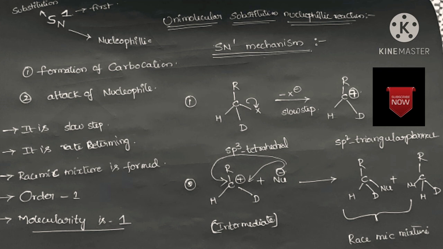When we pass plane polarized light through these products, the rotations cancel each other, so it is optically inactive. So a racemic mixture is formed in SN1 reaction. SN1 reaction is a two-step reaction, the formation of carbocation and the nucleophilic addition, and the slow step is the rate determining step. The racemic mixture is formed, the order is 1 and the molecularity is 1.